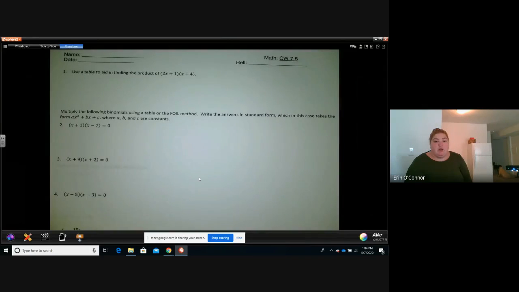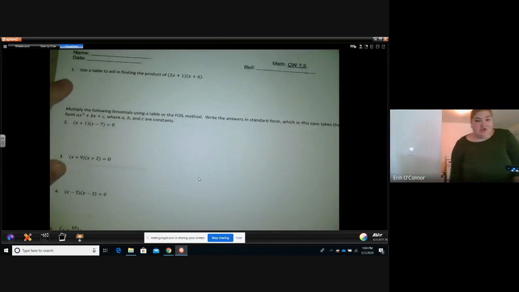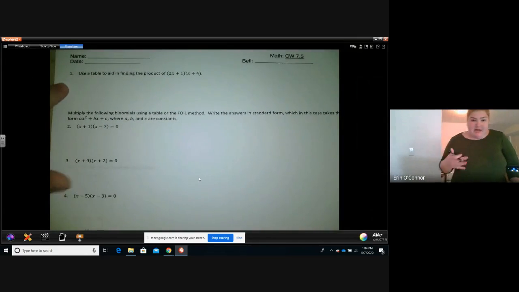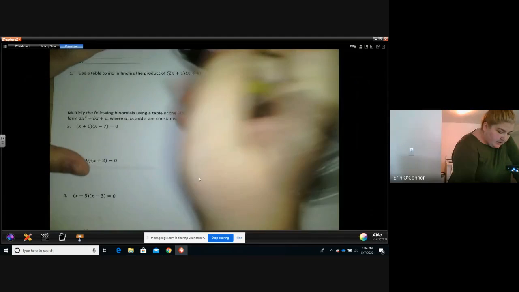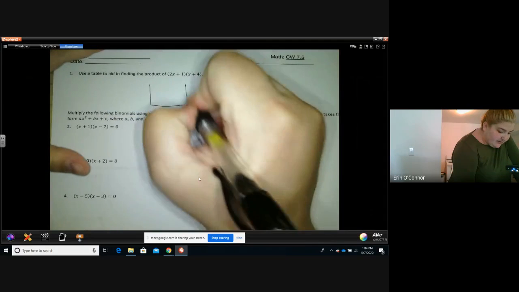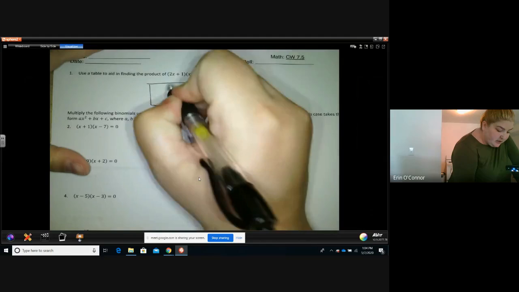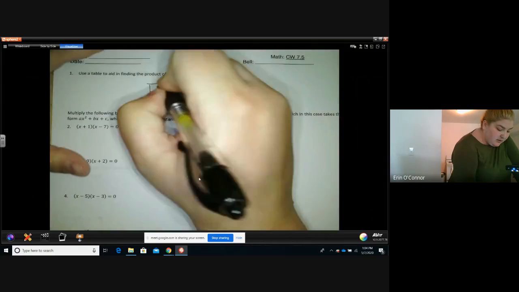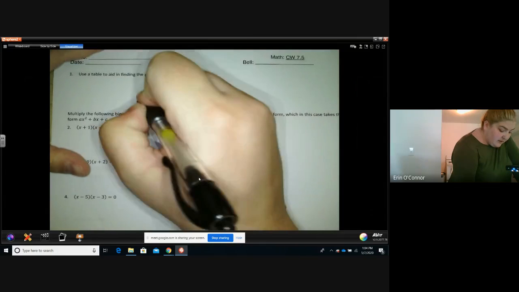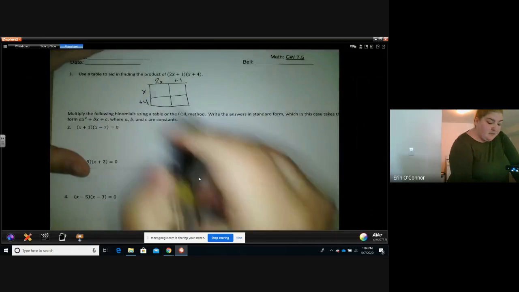So one thing that we learned back a while ago when we were doing some algebra tile models was how to multiply using the table method. So that's when we broke this down. This says 2 terms by 2 terms. So we made a 2 term by 2 term table, put one of the terms, put the other term, and multiplied.